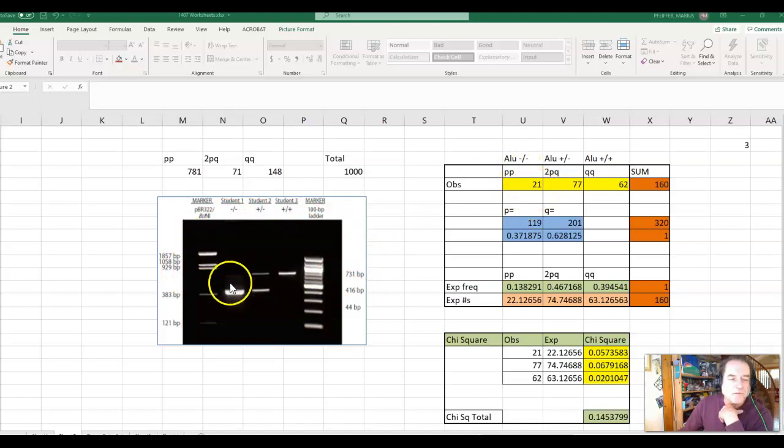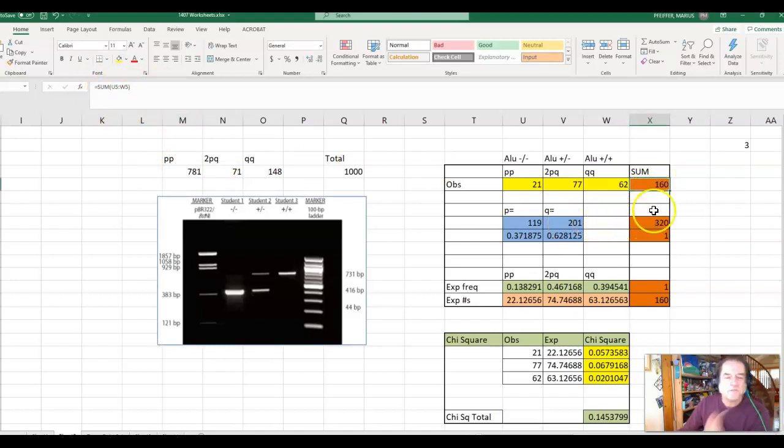21 of those individuals were homozygous for no insertion. 77 of those individuals were heterozygotes, this right here. And 62 of those individuals were homozygotes for the insertion right here. Well, 21 plus 77 plus 62 equals 160. I just put a little formula in here, the sum of these three numbers, so it's counting them. All right, we can use this in a little bit.